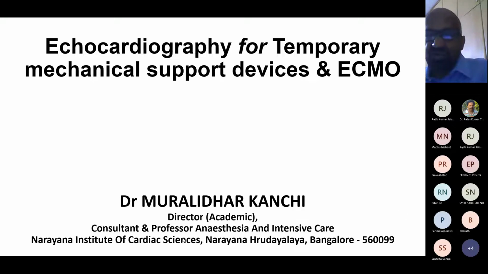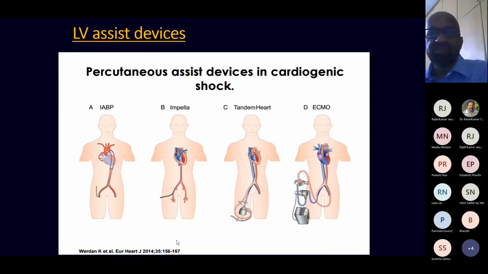If we talk about mechanical left ventricular assist devices, there are basically four different varieties. One is the intra-aortic balloon pump. The second one is the impeller. Third one is the tandem heart. And fourth one is the extracorporeal membrane oxygenation. We'll quickly go through each of them.